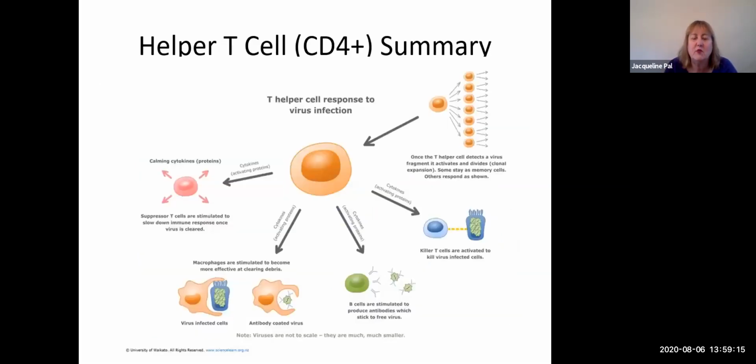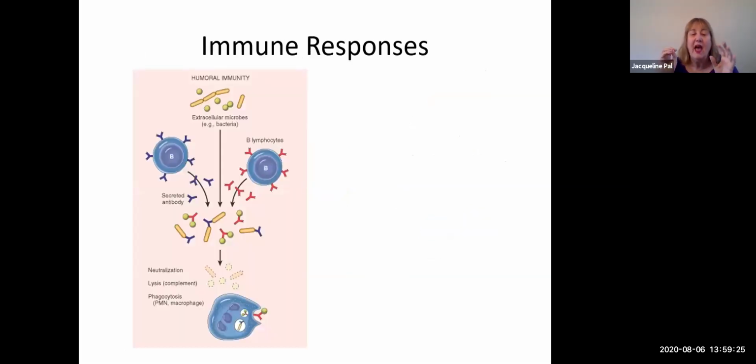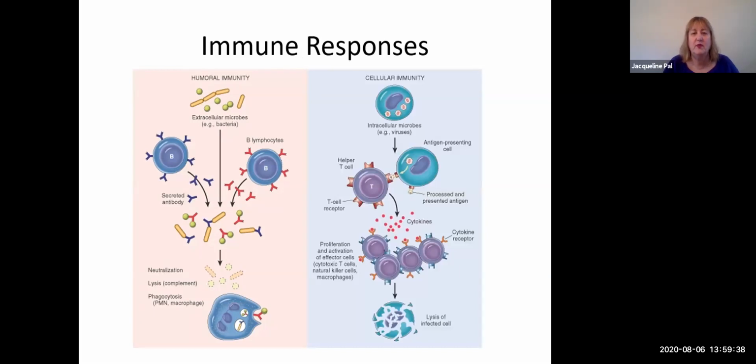So here is a summary slide. I suggest you pause and you look at it, or look at it in your notes, because this has to do with all the different important things that helper T cells can do. And then once you understand that, and you've understood your B cell immunity, now you understand your T cell immunity. Here on the left side in pink, this is your B cell or humoral immunity. And on the right with the blue background, this is your T cell immunity.